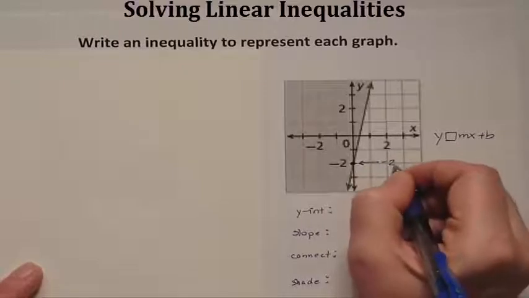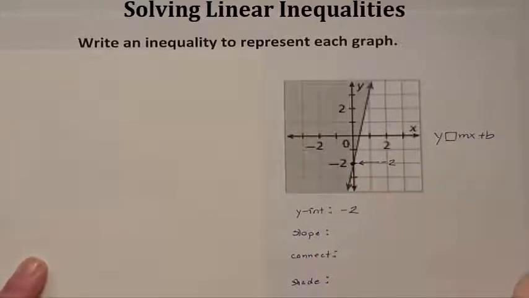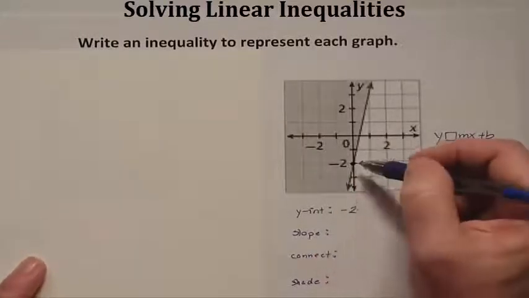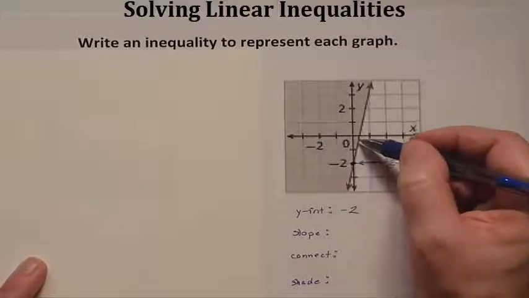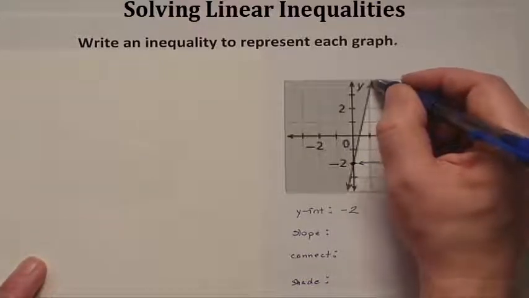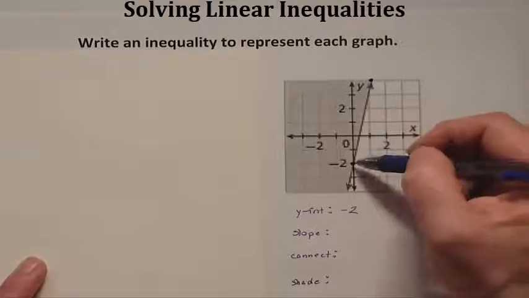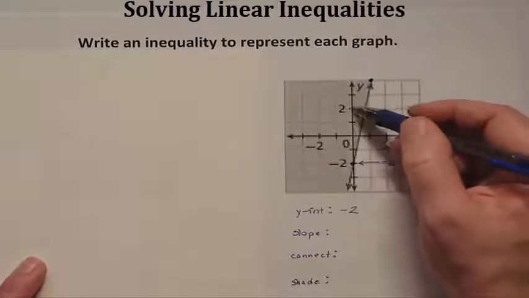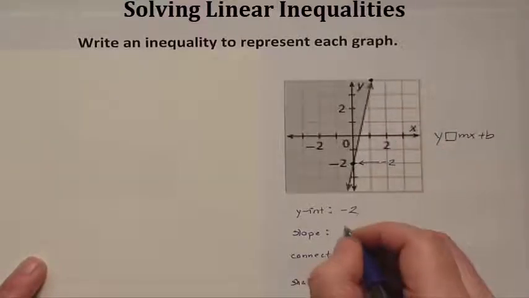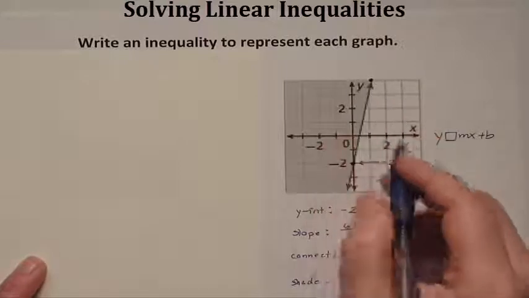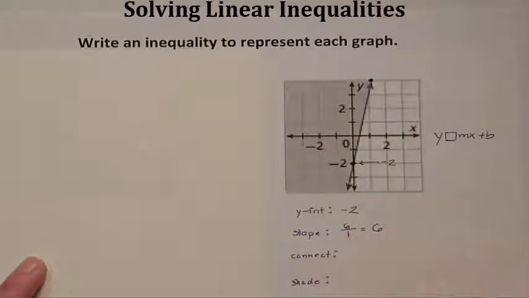That is my y-intercept, it's a -2. Slope. If that's my first point, where is another exact point? I see that it crosses right there. So I would have gone 1, 2, 3, 4, 5, 6. I would have gone up 6, and I would have had to go over 1. So my slope is 6.